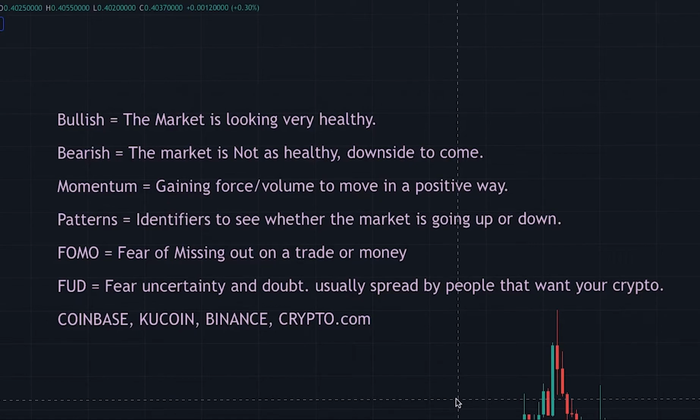Patterns are what I just talked about in the other screen, which is just identifying, and we're going to do a whole video dedicated to inverse head and shoulders, and different patterns to help you identify. My two favorite ones, if you're curious, you can go check them out, are inverse head and shoulders and a head and shoulders pattern. Those are my two favorite patterns to trade.